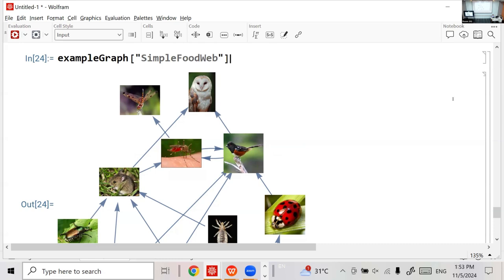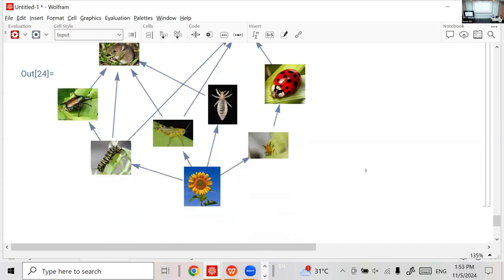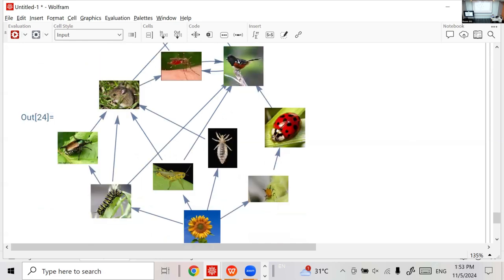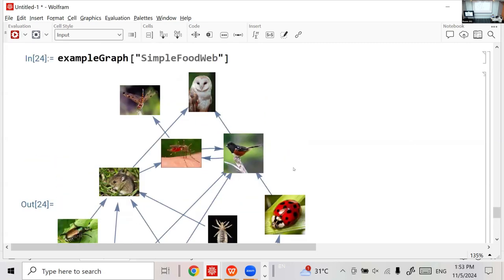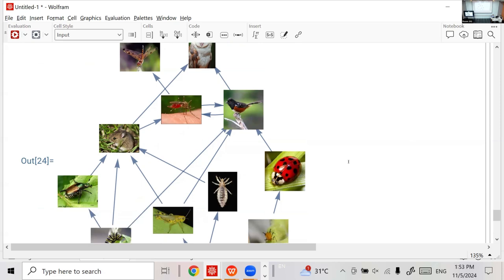In this example, life is very simple. Sunflower gets eaten by all kinds of bugs. This bug gets eaten by that bug. These bugs don't eat each other. This bug gets eaten by a bird. This bug gets eaten by another bug. Only this bug, right? So this is a very good example.